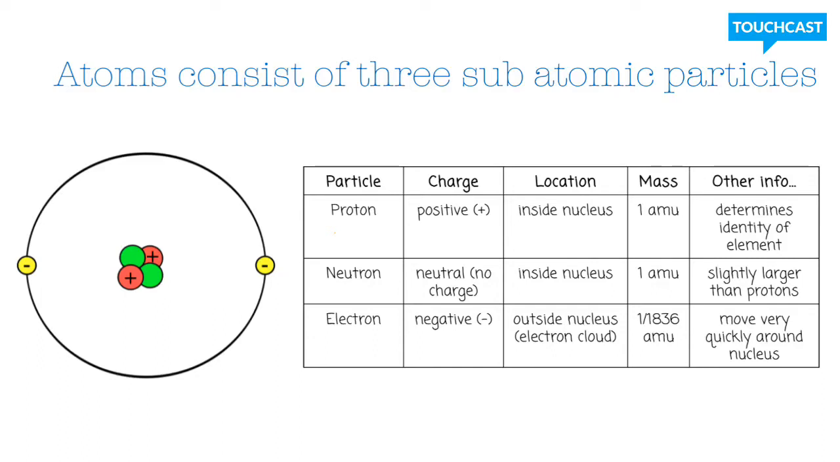Something about the neutron is that it's slightly larger than protons, but only slightly, so it's so close that they still have the same atomic mass. And something about the electrons is that they move very quickly around the nucleus, so fast in fact that with the speed they're going it's hard to pinpoint exactly where they are at a given time.